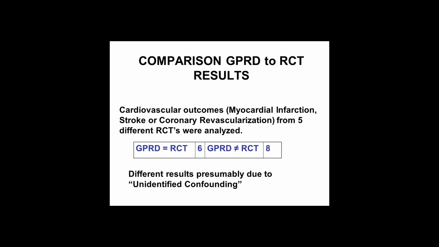Now, in the aggregate, in 6 cases, the randomized controlled trial and the database study, which I've called GPRD, were the same, or at least not significantly different. On the right side, there were 8 where the randomized control and the database study, GPRD, were significantly different than one another. So that's a big problem if you're going to be looking at database information and you're going to try to draw conclusions from it.